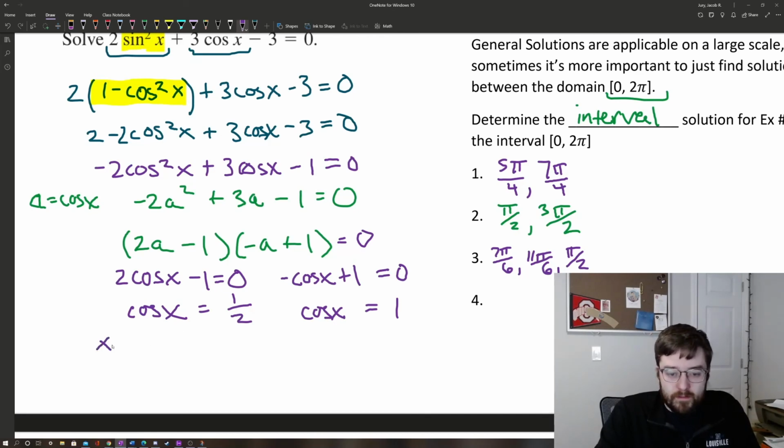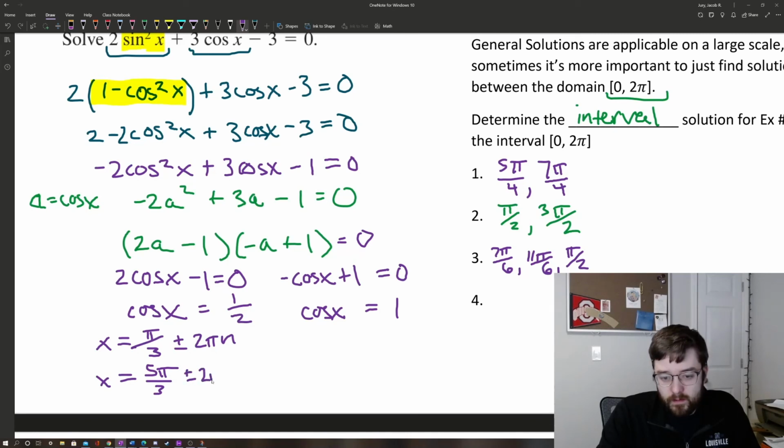So my x is going to be pi over 3, and I also have a 5 pi over 3, plus or minus 2 pi n, because that cycles. And then cosine is 1 when my angle is 0. So I have 0 plus or minus 2 pi n.